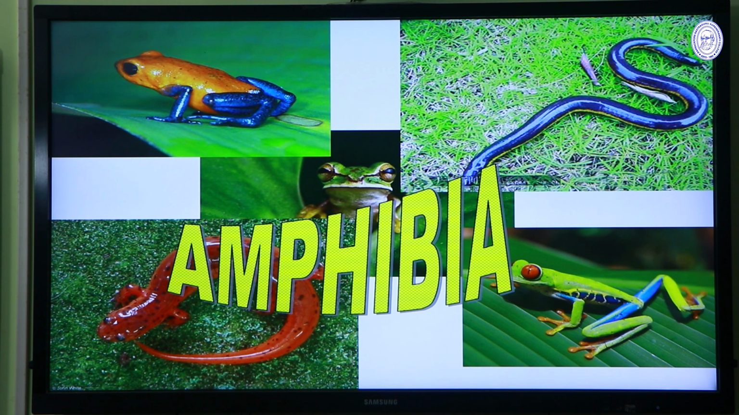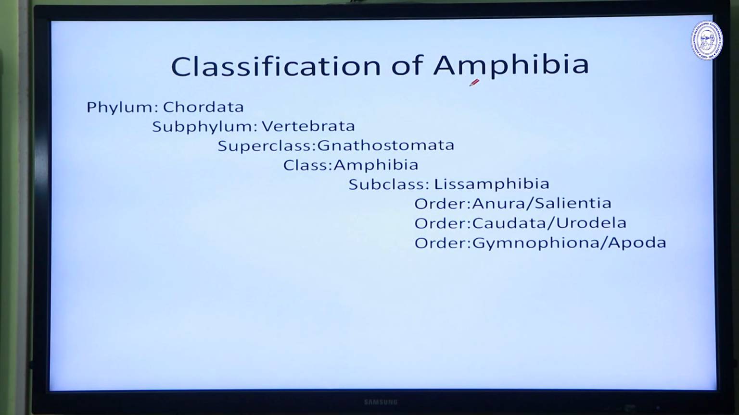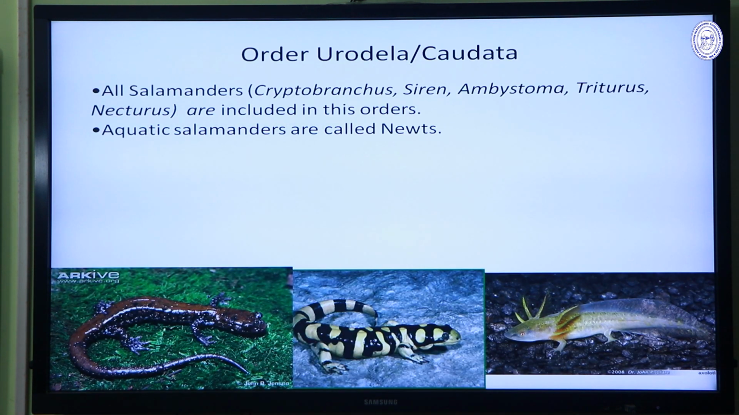They can live both in water and land, and the classification is the class Amphibia contains only the living subclass Lissamphibia. Under that there are three orders. Order Anura or Salientia means the frogs and toads. Order Caudata or Urodela means salamanders, and order Gymnophiona or Apoda contains all types of caecilians.